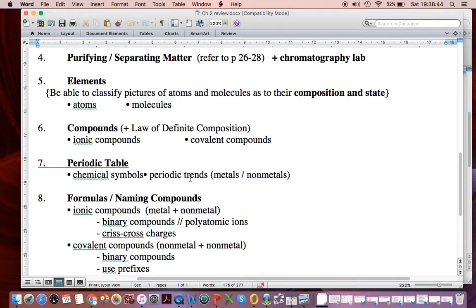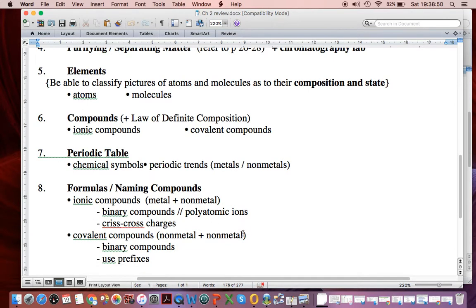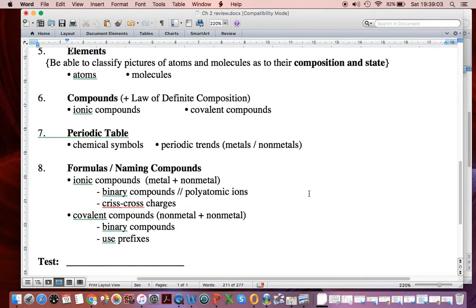We have to be able to deal with compounds, and that means writing and naming ionic and covalent compounds, and you have a sheet that reminds you of the steps. And no, I do not plan on giving you questions where it says, give the symbol for such and such element, or name this element based on its symbol, even though those were in that booklet.